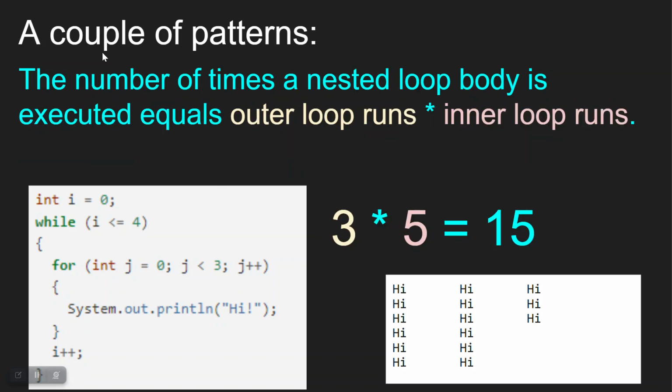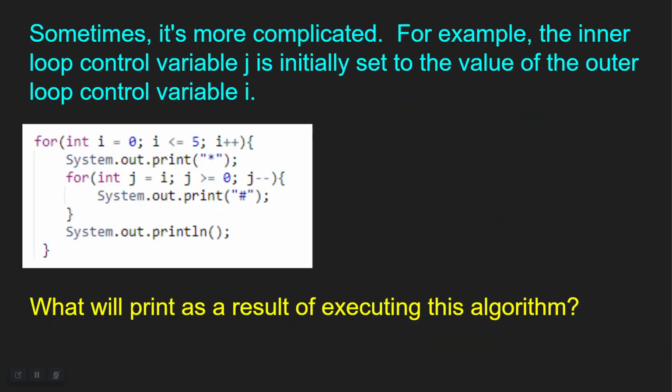And the other pattern that we should take note of is that the number of times a nested loop body is going to execute equals the outer loop number of runs multiplied by the inner loop number of runs. So we could have just recognized, okay, this is a while loop that's going to iterate 5 times. This is a for loop that's going to iterate 3 times. This for loop is nested inside of that while loop. So you can just do 3 times 5 or 5 times 3, and that will give you 15. So these are shortcuts that we could have used as opposed to tracing out that entire algorithm. There are a couple of shortcuts that are nice to know, and you definitely want to take note of those. However, sometimes it's more complicated.